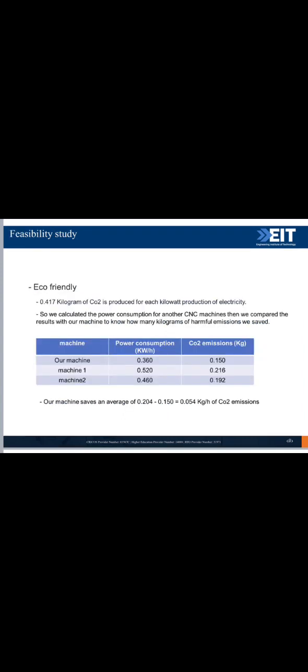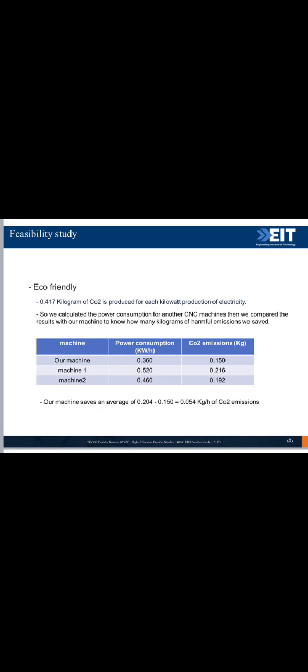We did perform a small comparison between other machines and our machine by looking at their power consumption and CO2 emissions. As we can see, our machine has a power consumption of 0.36 and CO2 emissions of 0.15 kilograms.